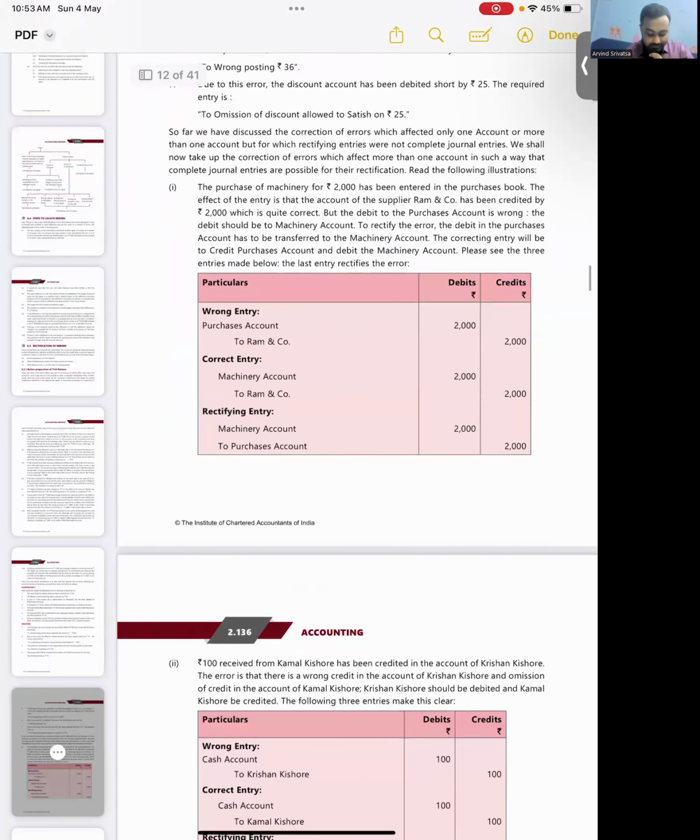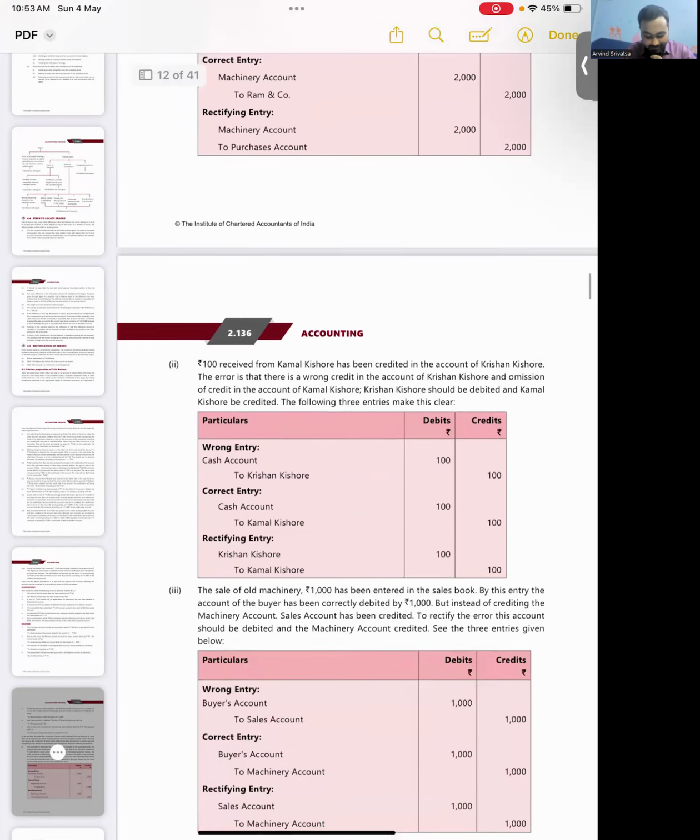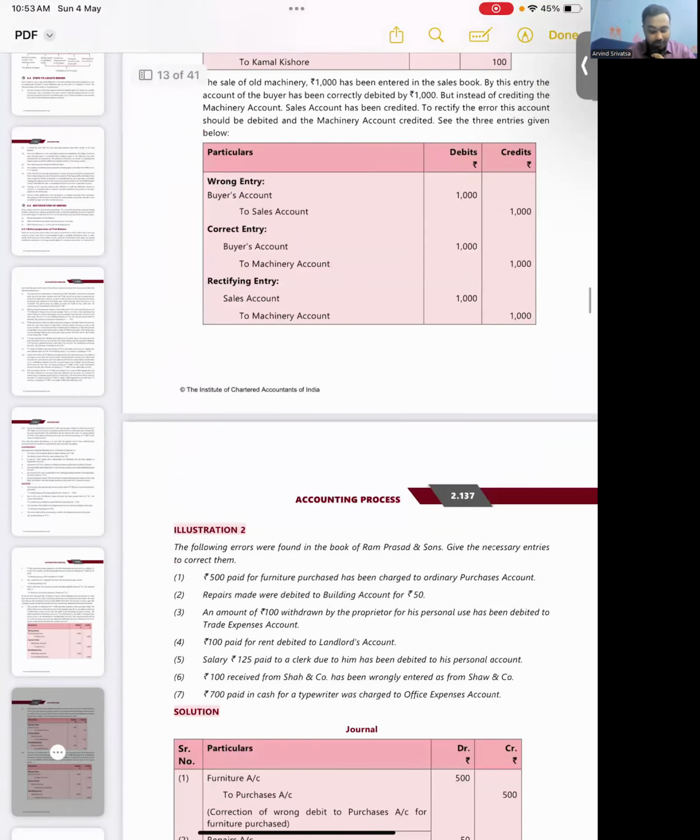So this is an example which they've given. Basis the correct entry, wrong entry, rectification entry format. That's what I pretty much explained to you. You don't need to really see this. If you want, you can maybe refer this.